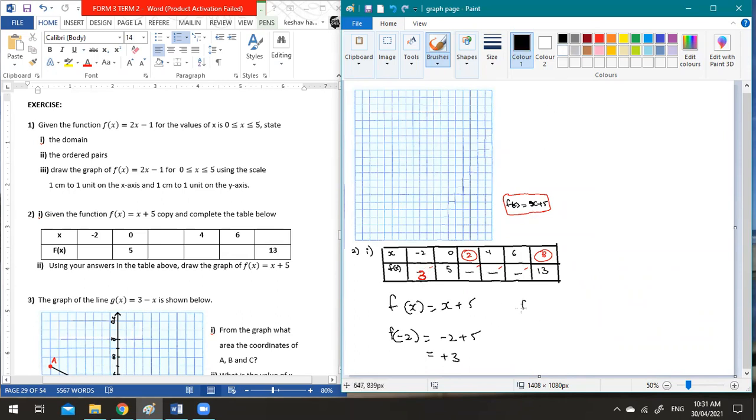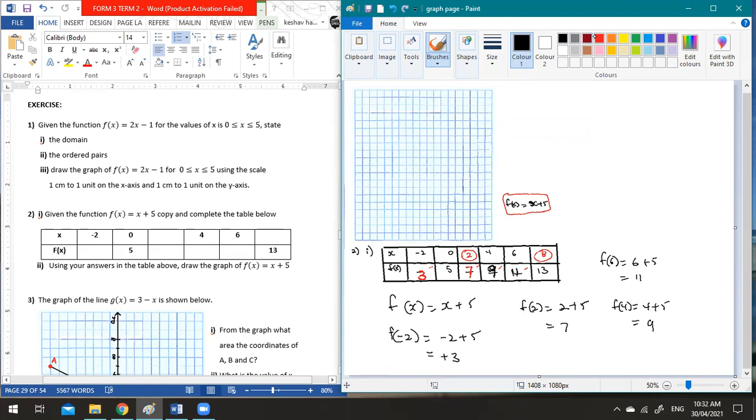The next one, the value of x is 2. So 2 plus 5 is 7. So here you'll put 7. The next one is 4. So f of 4, 4 plus 5 is 9. So here you'll put 9. And the next one, 6. 6 plus 5 is 11. So here you'll put 11.